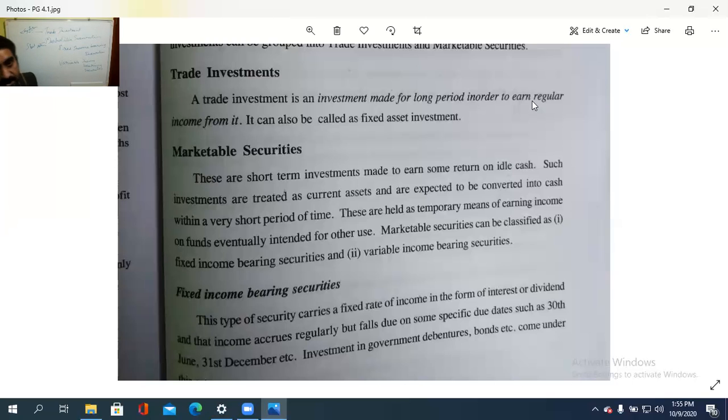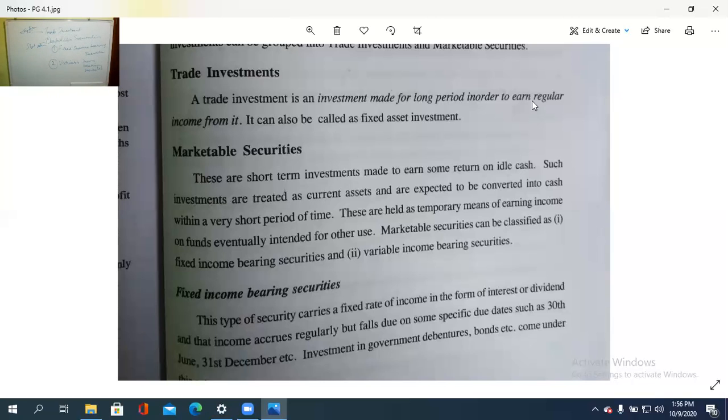While in case of trade investment, what is there? Yes, it is for a long span of time, in order to earn regular income, an investment made for a longer period. That is the fixed asset investment or trade investment. By marketable securities, we mean short-term investments that are made to earn some return on idle cash. So, two types of marketable securities are fixed income bearing security and variable income bearing security.